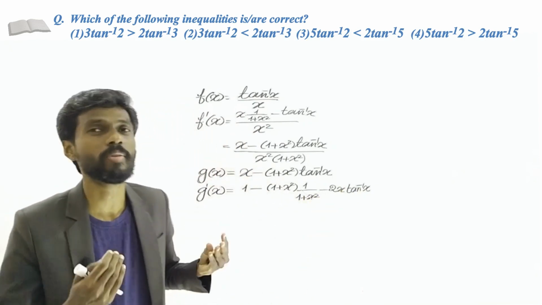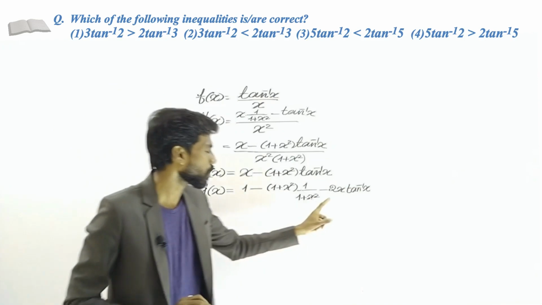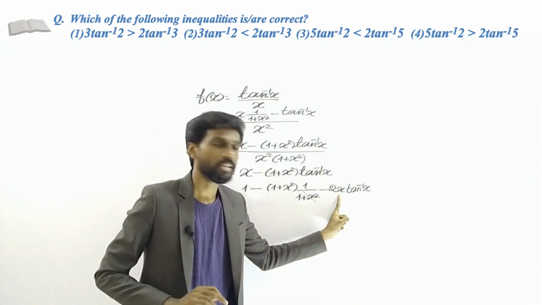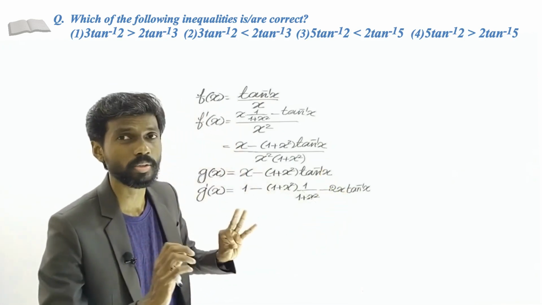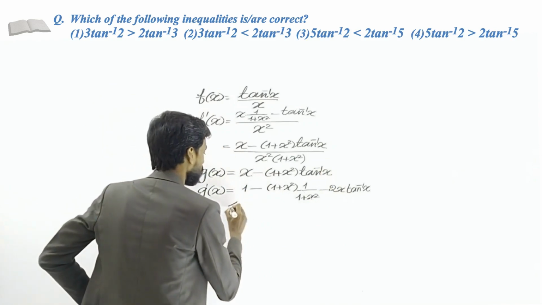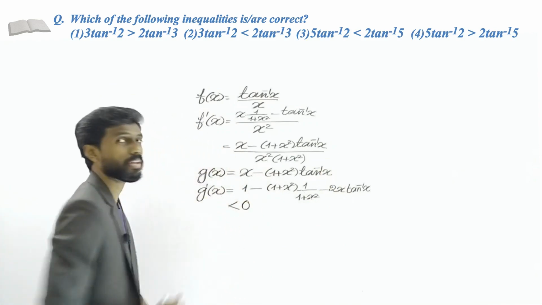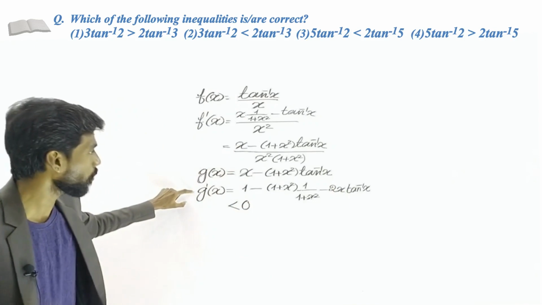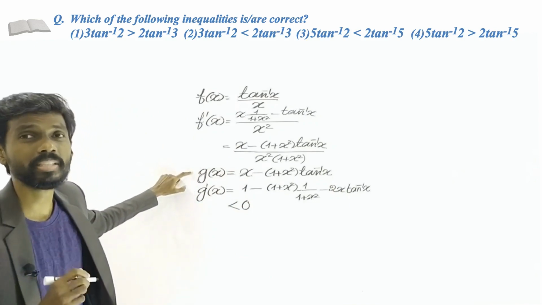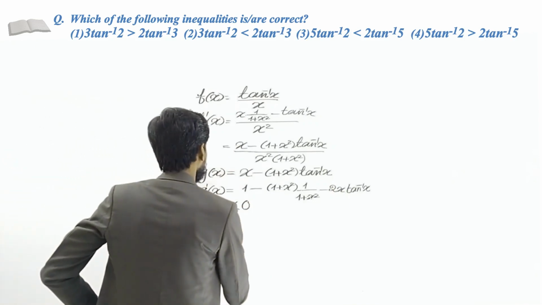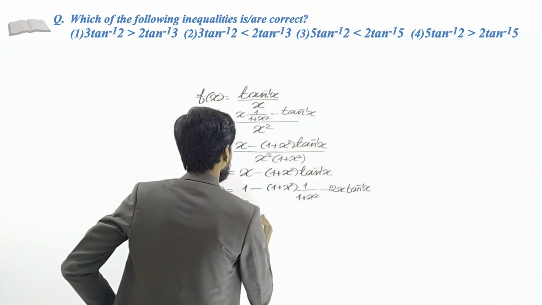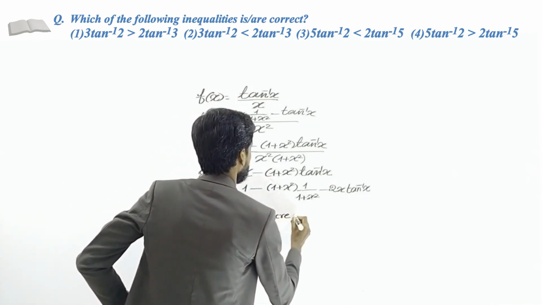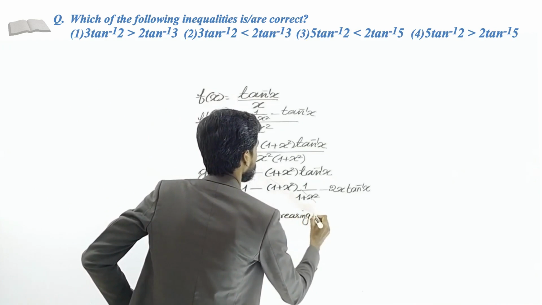We only need positive values of x, no negative values. For positive values of x, x tan inverse x is always positive, so this value is negative. Do you understand? So g dash of x is negative. The derivative of g of x is negative, which means it is a decreasing function. So g of x is a decreasing function.